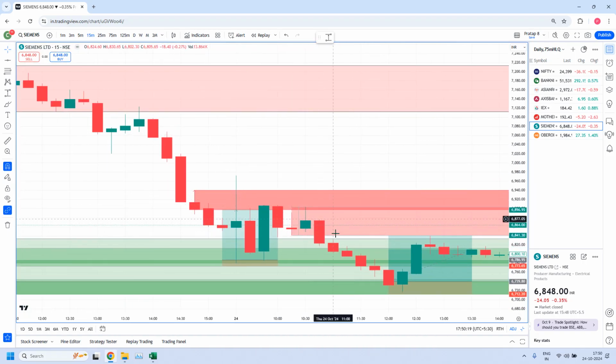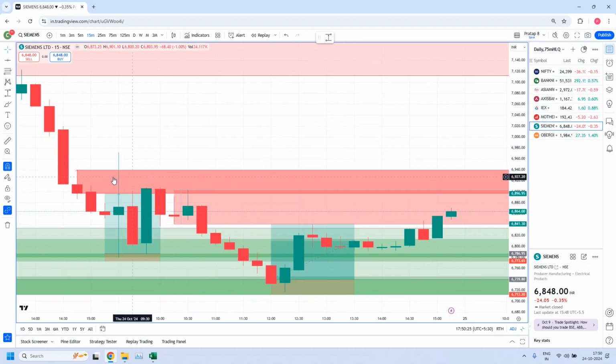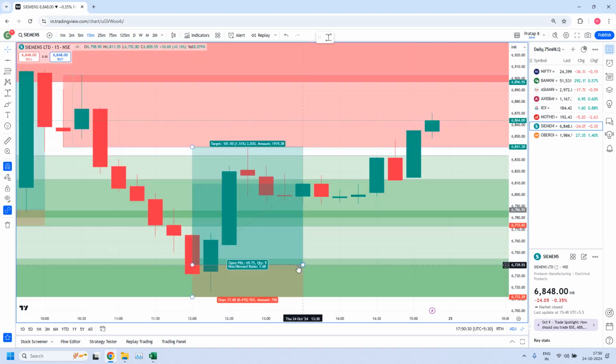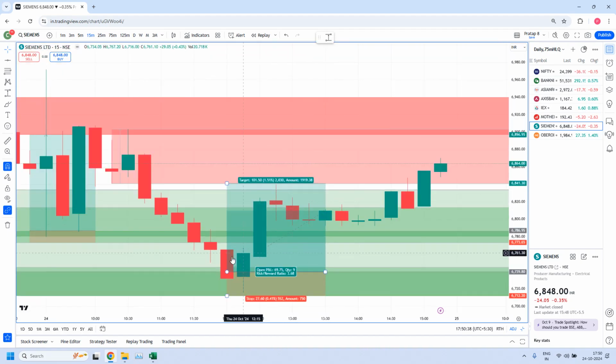This 15 minutes target, the previous one, is revised now. The target is revised because the earlier one is a pierced zone. Now again institutions created a new zone. Now the target is the new one. And when it reached the new target, at the 12:45 candle, so within 45 minutes our trade is completed.